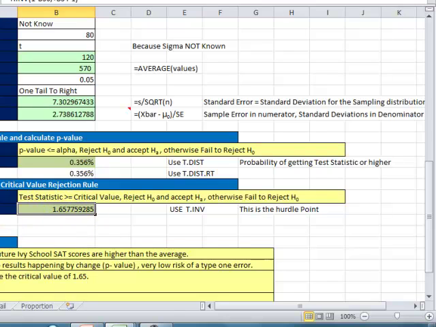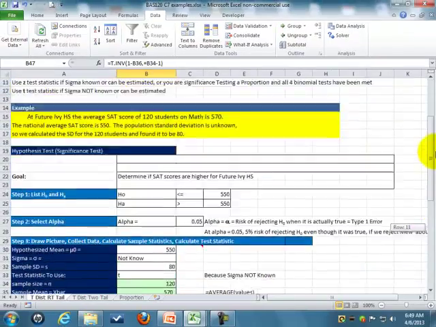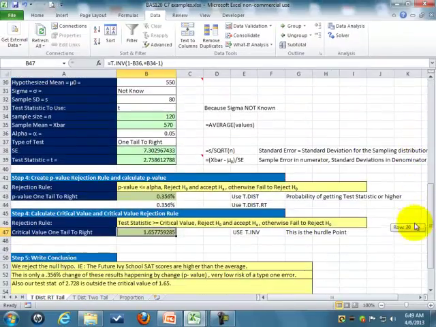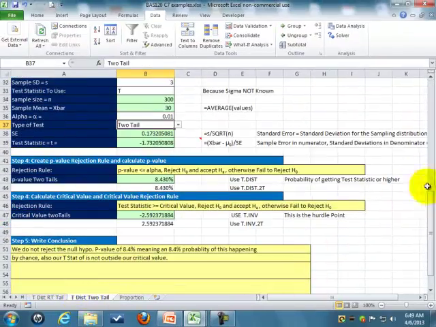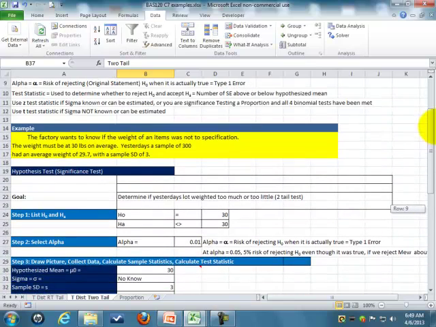The null hypothesis would be rejected, and the conclusion is that the future Ivy League SAT scores are higher than average. There's only a 0.3% chance it happens by chance. Our test statistic is way outside of the critical value. So hopefully that's one t-distribution example. Another example would be using a two-tail.